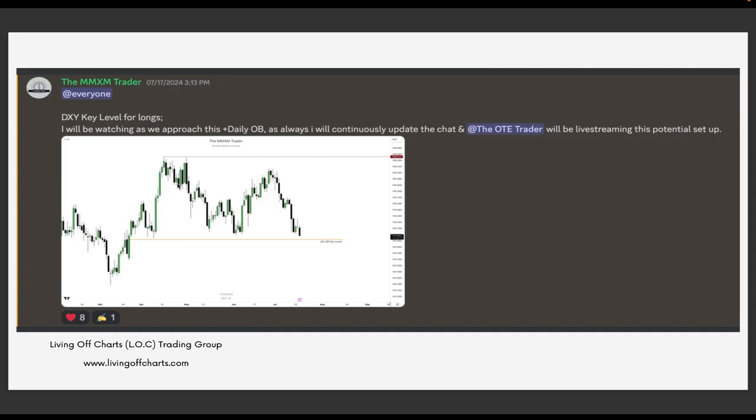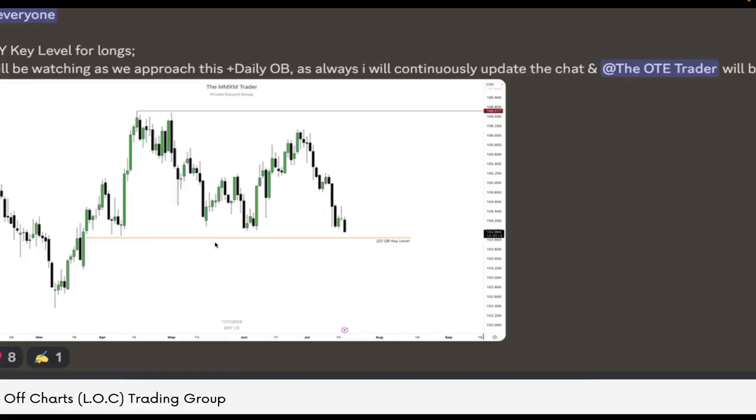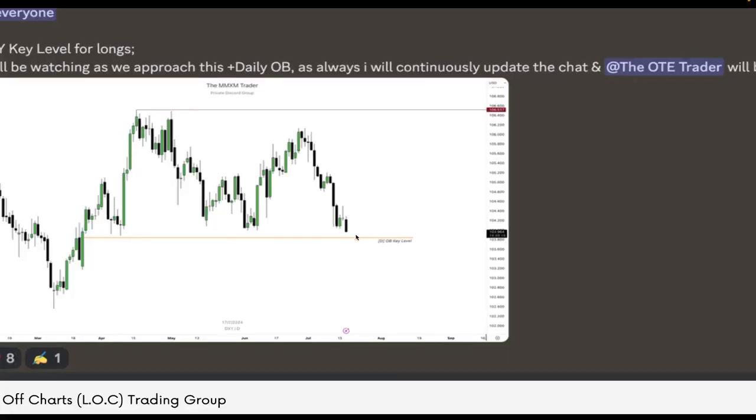Now, this is a callout from the Discord group: DXY key level for longs. I will be watching this as we approach the daily order block. As always, I will update the chat and OT will be live streaming, which he did. Now this order block here set the stage for longs on USD CAD, and let's break that down.